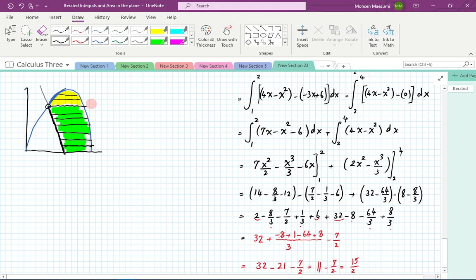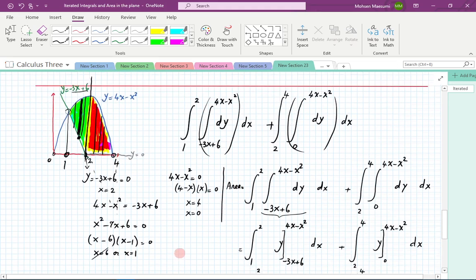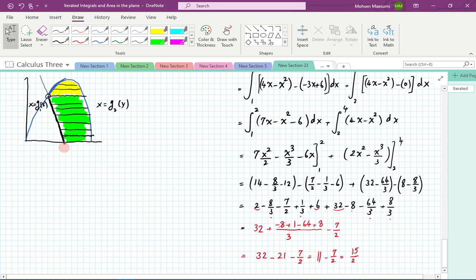Well, next we have to figure out what our function is as x in terms of y. So here x is equal to g2 of y, and here x is g1 of y. I need to find these functions with respect to this straight line. That's not going to be a substantial obstacle, because the equation of this one was given as y is equal to minus 3x plus 6.